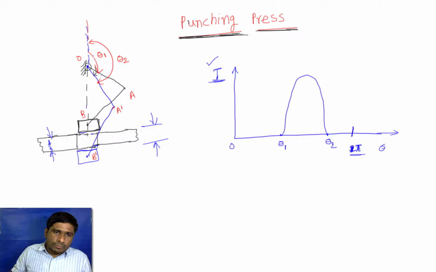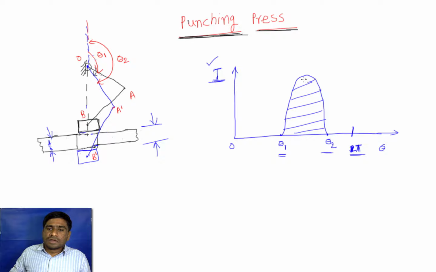So from position OAB to OA'B', the crankshaft is making a rotation from theta 1 to theta 2. The energy, this area under the T-theta curve, is the amount of energy that is required to make the hole. This is the energy required for the hole, and that is only from crank rotation theta 1 to theta 2, and the cycle is completed when the crank reaches 2 pi.